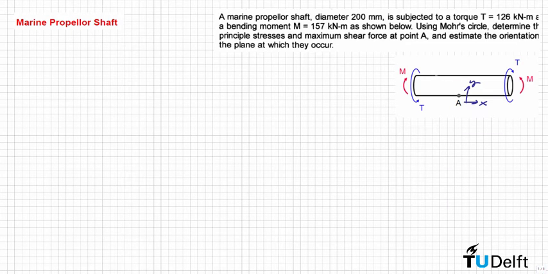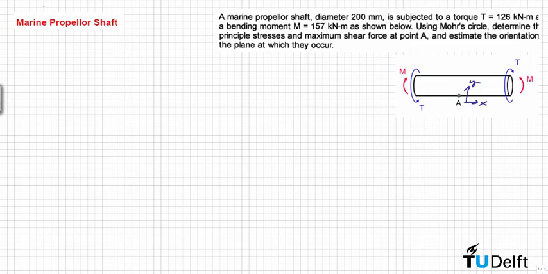In this problem, we consider this shaft with diameter equal to 200 millimeters, which is subjected to a torque T equal to 126 kilonewtons meter, and a bending moment M equal to 157 kilonewtons meter, as you can see here in the picture below. And using Mohr circle, we need to determine the principal stresses and the maximum shear stress at point A. And we need also to estimate the orientation of the plane at which they occur.